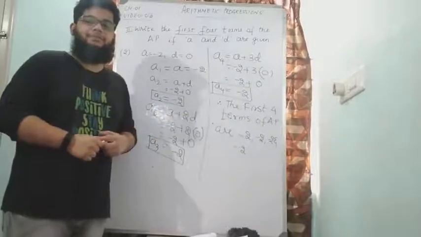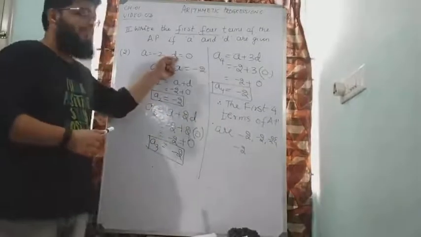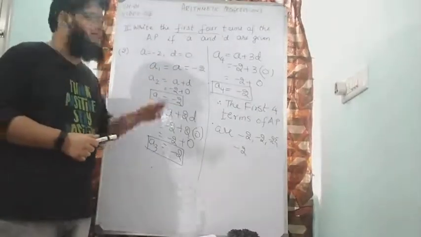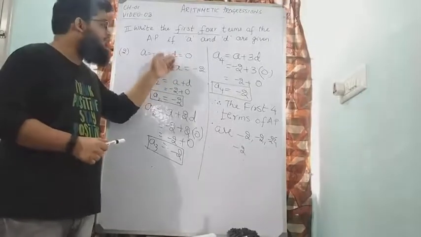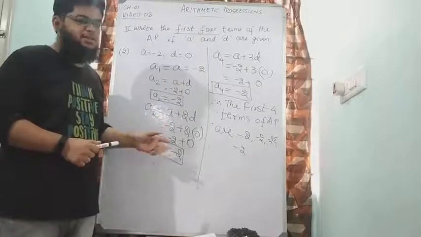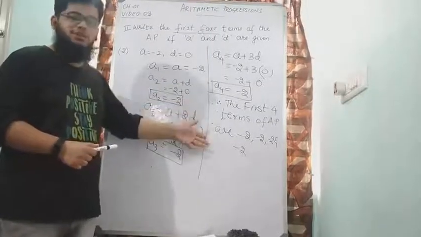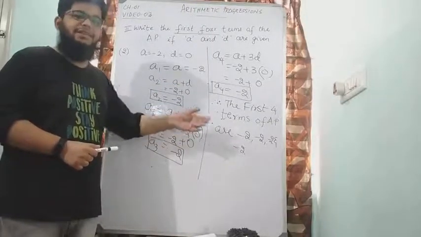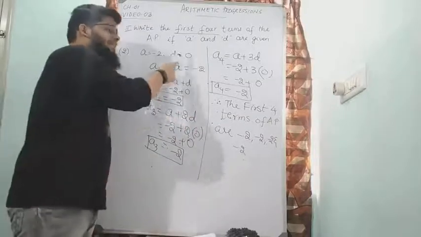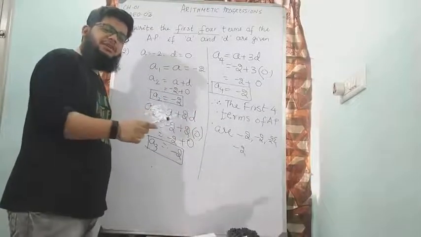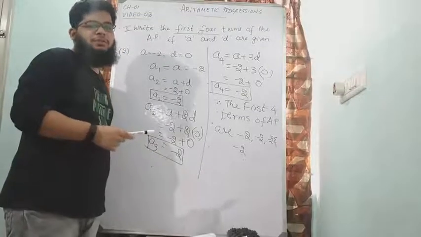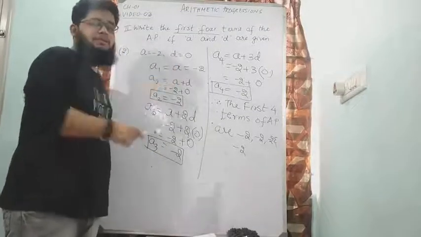Now you may think that why is it -2 every time? Now that is because the value of D is 0. In other words, there is no common difference. If the value of D was anything else other than 0, you would have got different values of A1, A2, A3 and A4. But now when we say that D is equal to 0, that means there is no difference between any term.